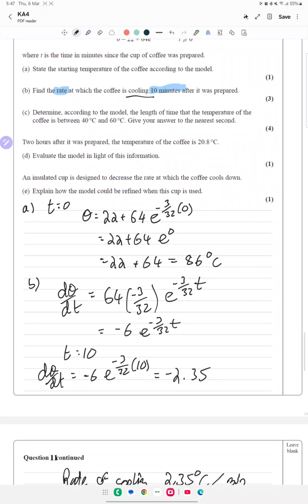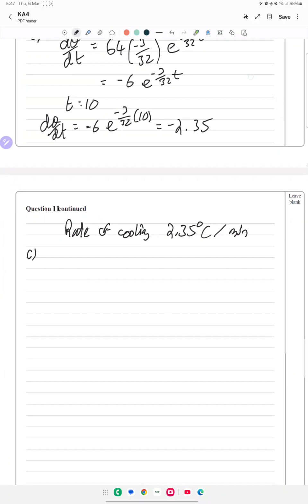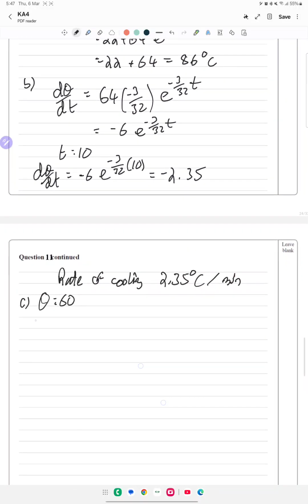Part C, determine according to the model the length of time that the temperature of the coffee is between 40 and 60. So if you find the time that it's 60, find the time that it's 40, do the difference between them. So theta is 60. So at 60 is 22 plus 64 e to the minus 3 over 32t, or 38 is 64 e to the minus 3 over 32t.